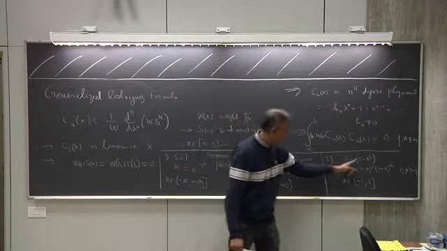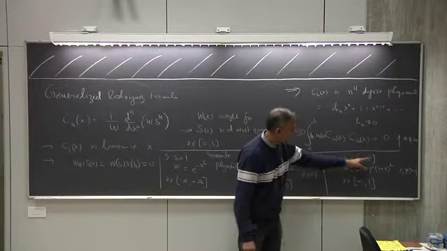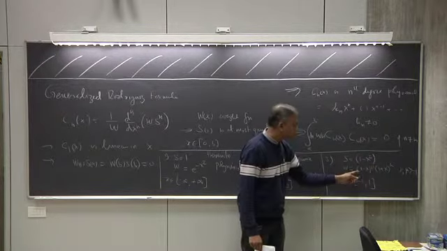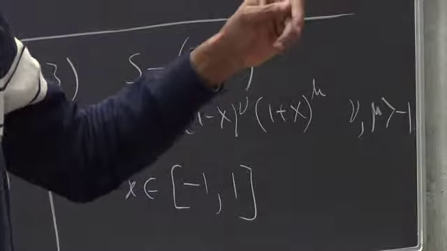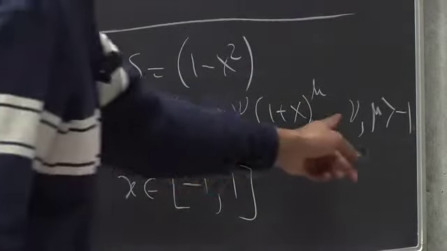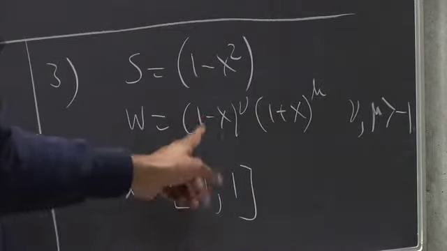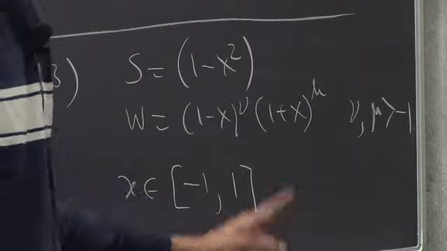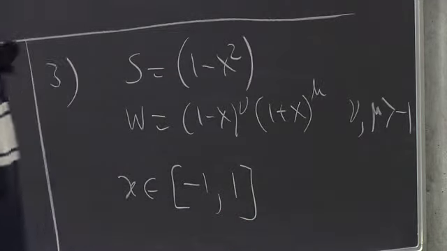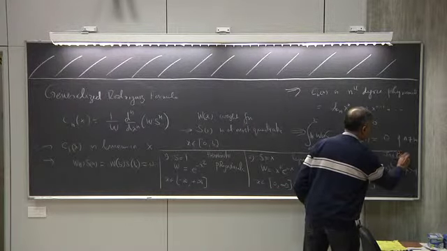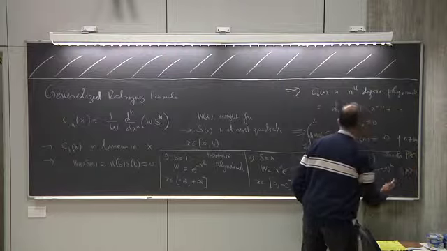And the same thing happens here. If you take the product, after all, 1 minus x squared is the same as 1 minus x times 1 plus x. So when you take the product, you get 1 minus x to the power of nu plus 1 times 1 plus x to the power of mu plus 1. So once again, if nu and mu are greater than minus 1, the product will vanish at x equal to minus 1 and x equal to plus 1. So that's what determines the boundary. And these were called Jacobi polynomials.